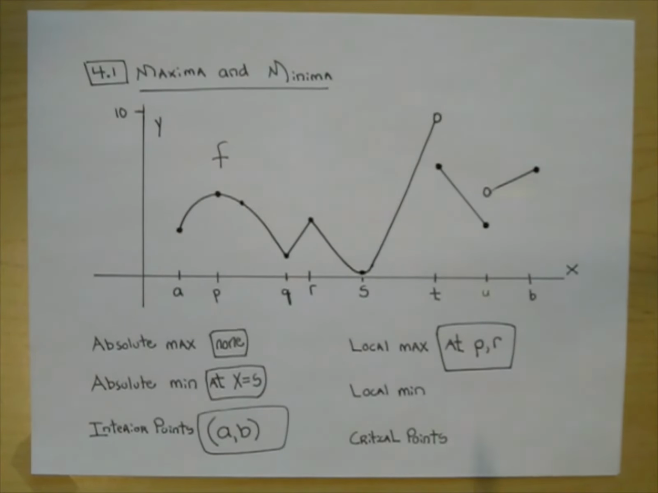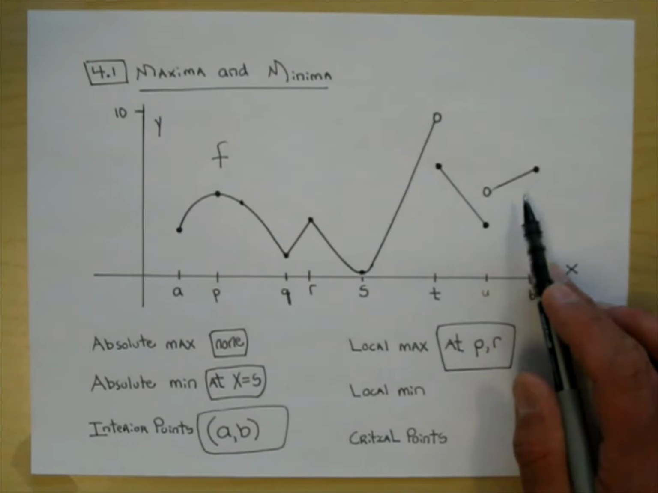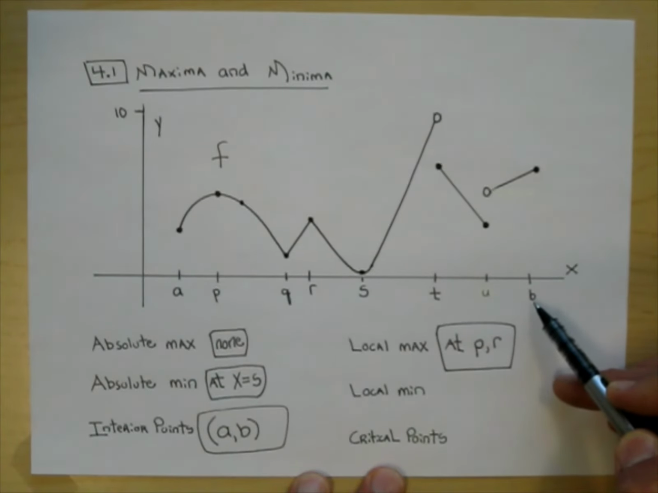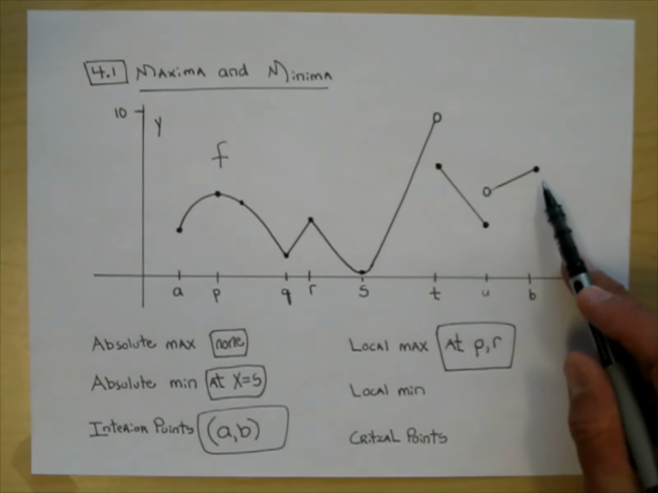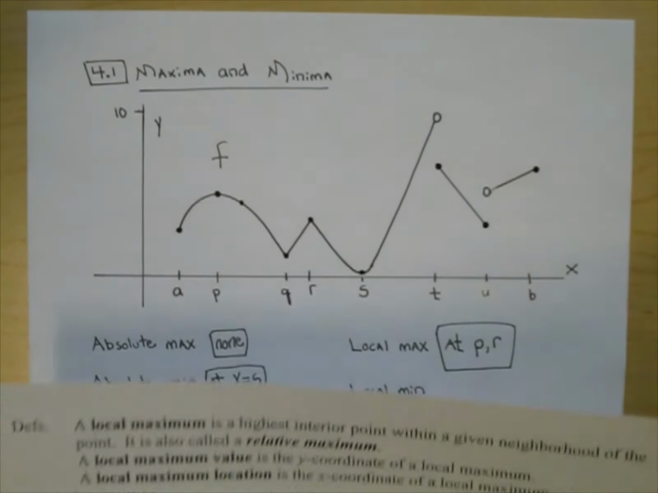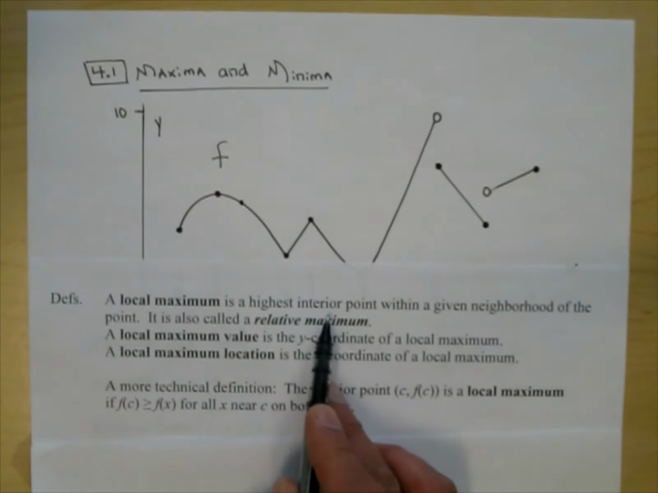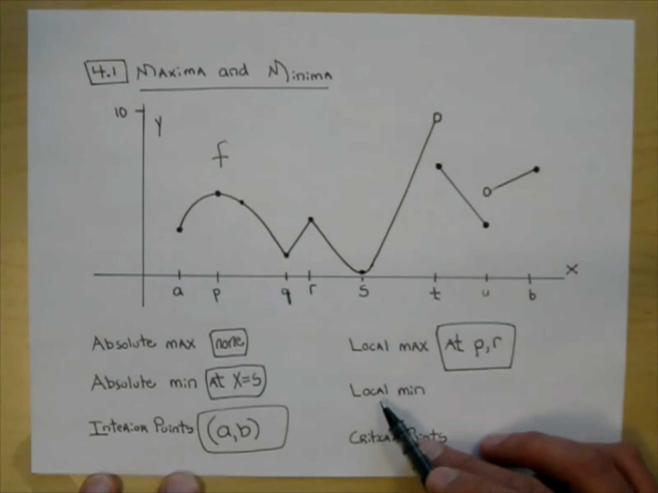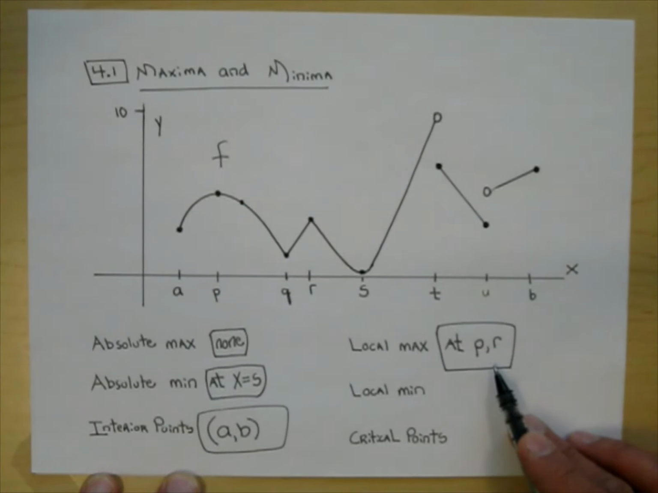Okay, so look what we have. We have our local maxes at P and R. Now I did that on purpose because some people would want to say, well, let's go ahead and make B be part of this list here because it looks like a local max. The reason we can't do that is because we'll go back to the definition. It says a local max is a highest interior point. So endpoints cannot be local mins or maxes. So this guy right here is an endpoint. He is not on the list.